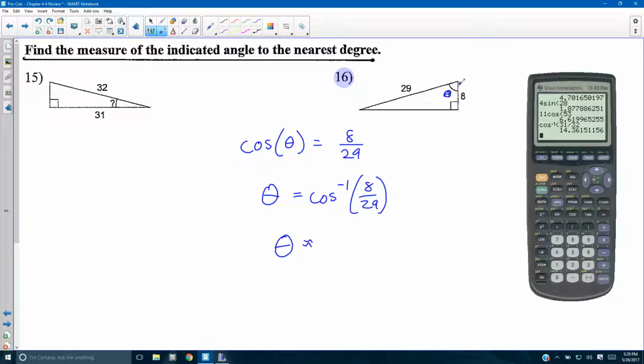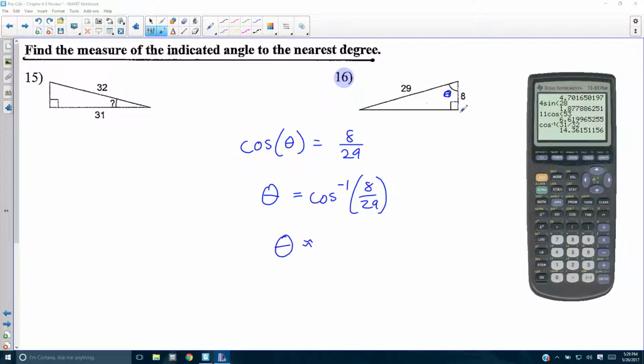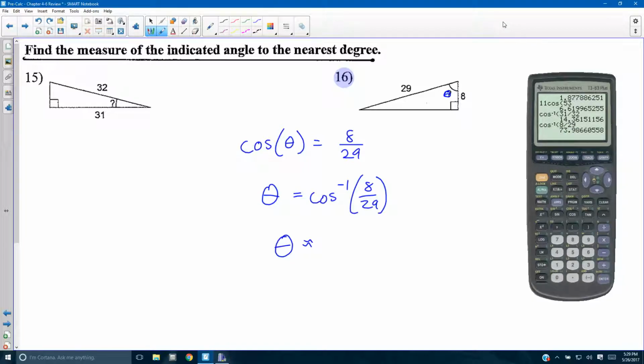Not because of how it's drawn. 8 is significantly smaller than 29. So I know that I'm expecting this side length to be significantly larger to compensate for that, which means this angle should be significantly larger than 45 degrees. It shouldn't be in the teens or anything like last time. So inverse cosine of 8 over 29 will give me 73.9 degrees, so about 74 degrees. That would be to the nearest degree there, 74. And there we go, that's number 16.